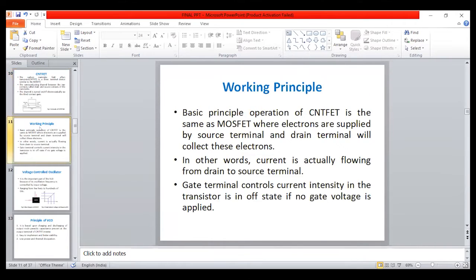The basic principle of CNT FET is the same as MOSFET, where electrons are supplied by the source terminal and the drain terminal collects these electrons. The current flows from drain to source. The gate terminal controls the current intensity, and the transistor is in the off state if no gate voltage is applied.